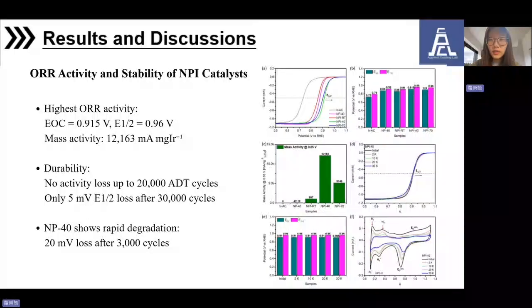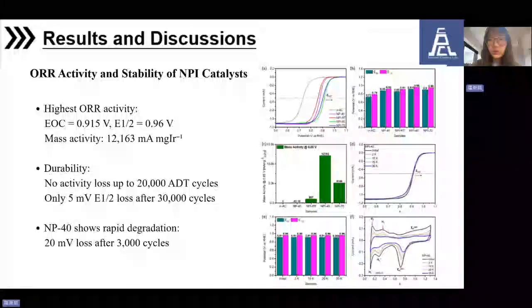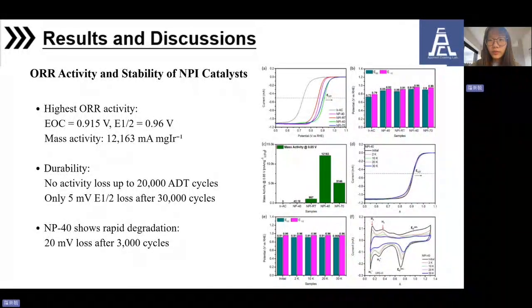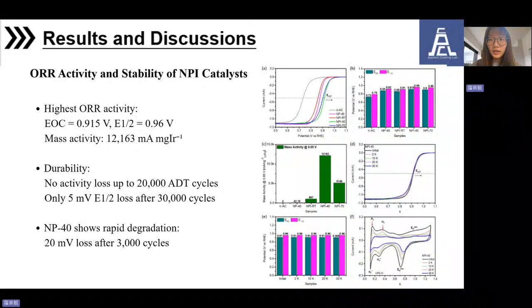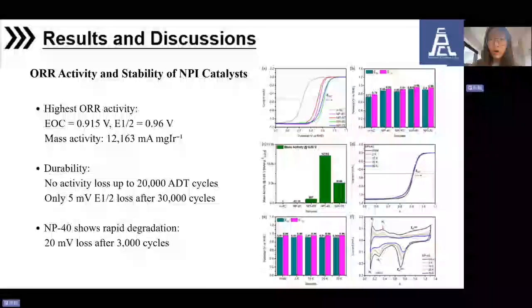Based on the CV analysis, the ORR activity was further evaluated using linear sweep voltammetry. Among all samples, NPF40 exhibits the highest onset potential and half-wave potential, with values of 0.915 and 0.96 volts versus RHE, respectively. This indicates that NPF40 has the lowest activation energy for ORR.